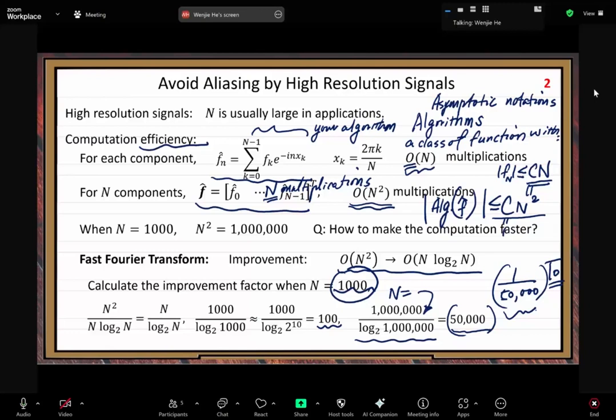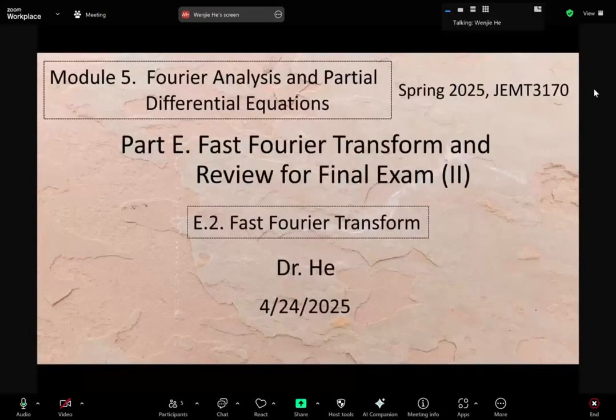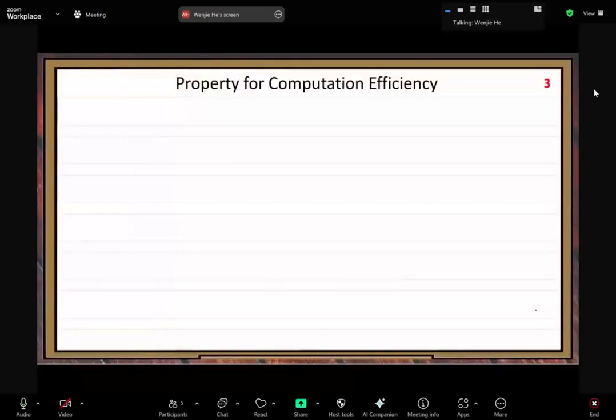All right. Next, we want to see how to do it. The details: how to do the fast Fourier transform. How can we get this fast? So I explained the main idea. All right, E.2, fast Fourier transform, property of computation efficiency. When there are an even number of samples here, what property do we want to use to improve the efficiency?